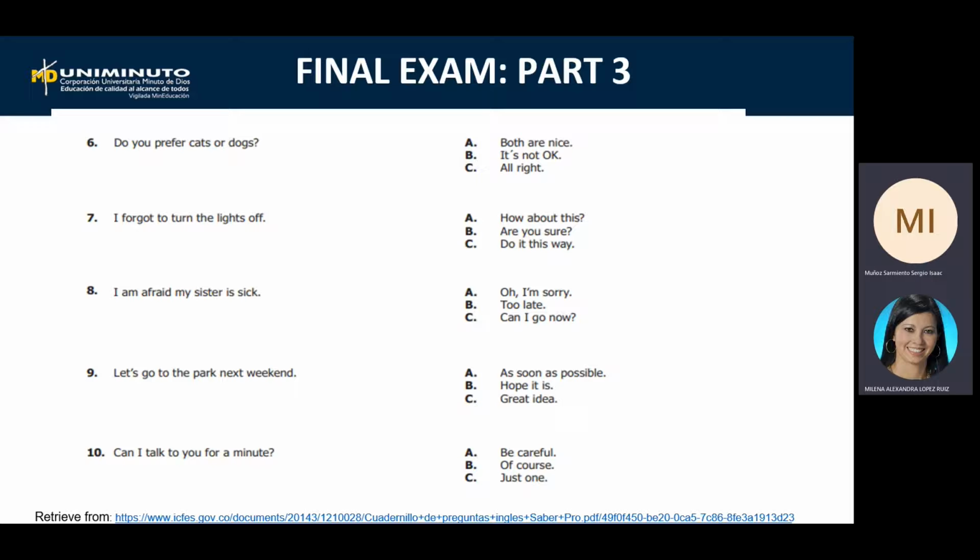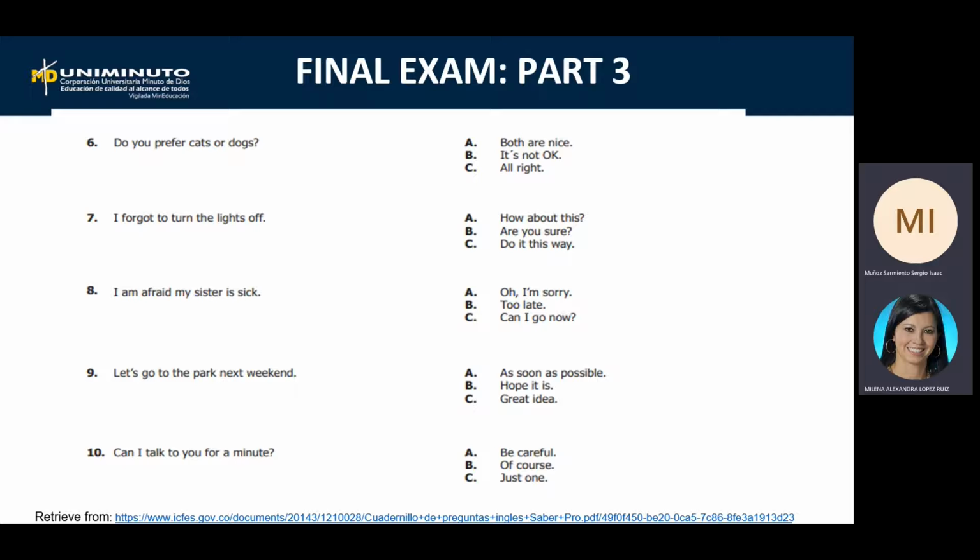Can I talk to you for a minute? Okay, so we have A, be careful. B, of course. C, just one. B, of course. Okay, so Sergio, this is going to be something like this. You're going to find a question, a sentence, and you're going to have to complete the conversation in the correct way. Okay, questions according to this?